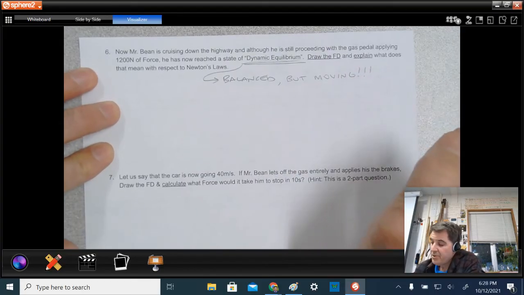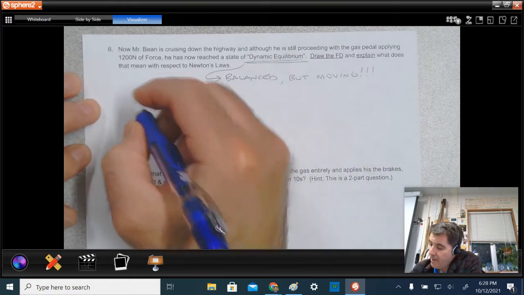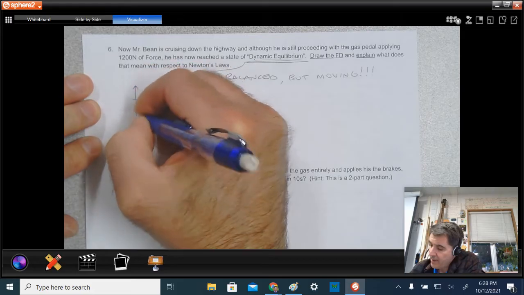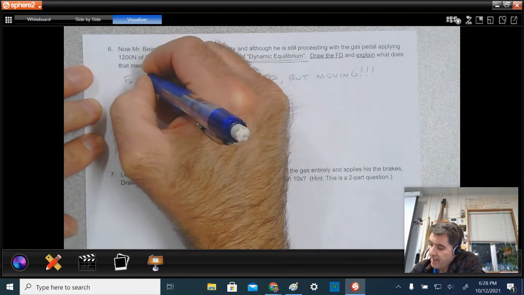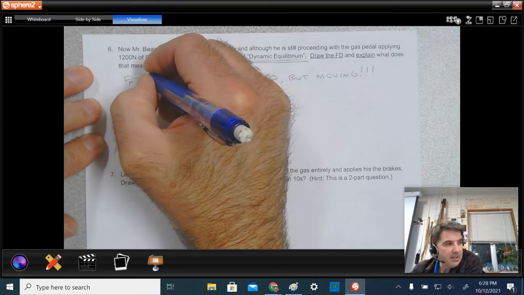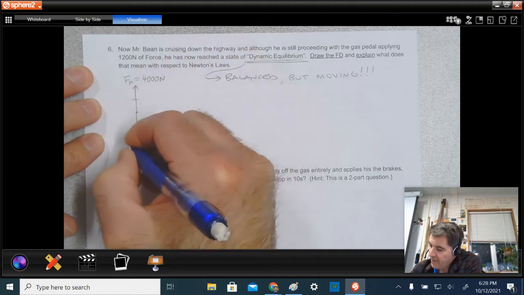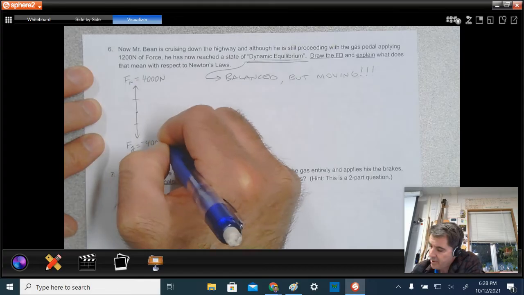All right. So let's draw the force diagram as it says. Once again, I've got this force down and I've got this force up. They are equal. The force up is the normal force, and that is, what was that? 4,000 newtons. And then I've got the force down. The force of gravity is negative 4,000 newtons.